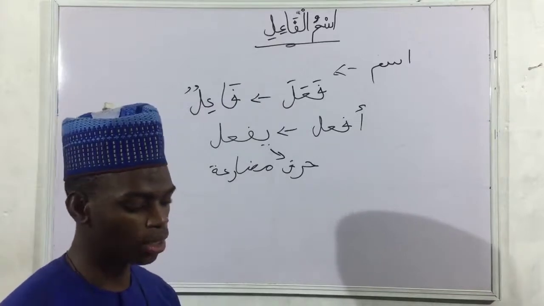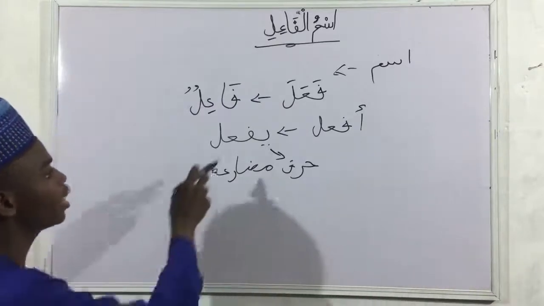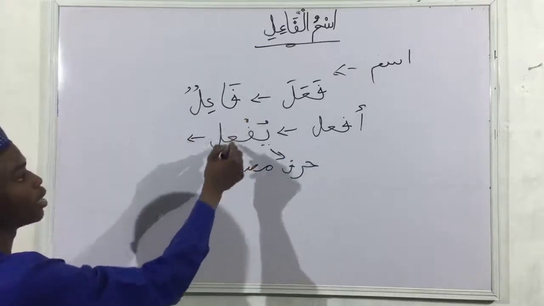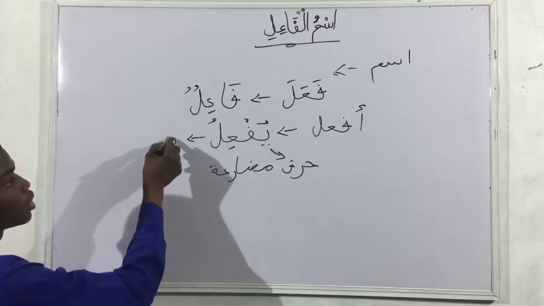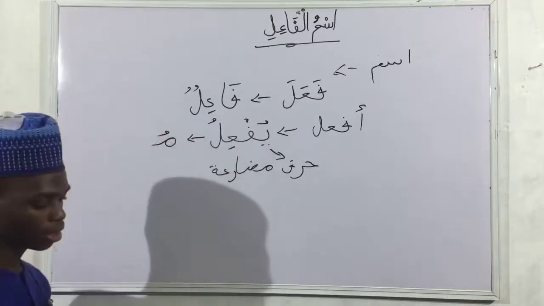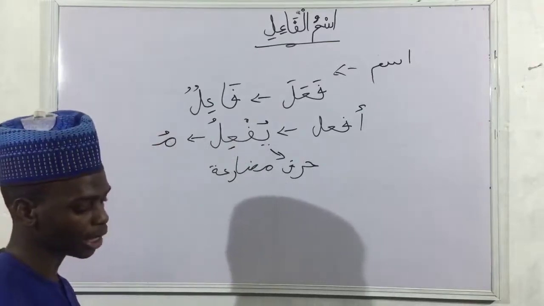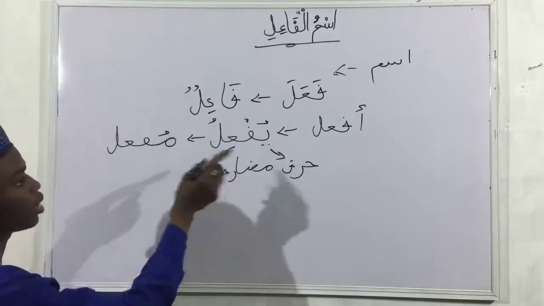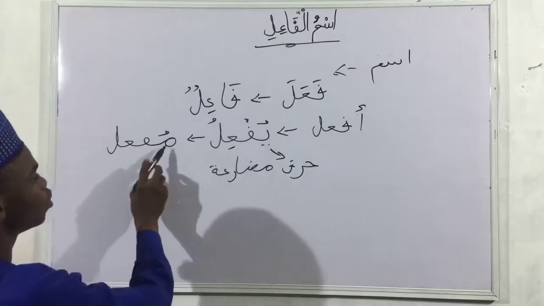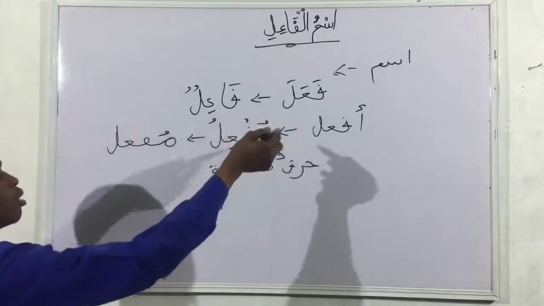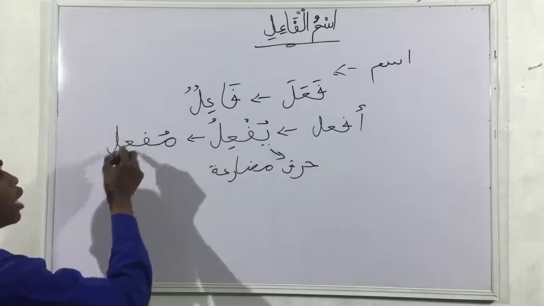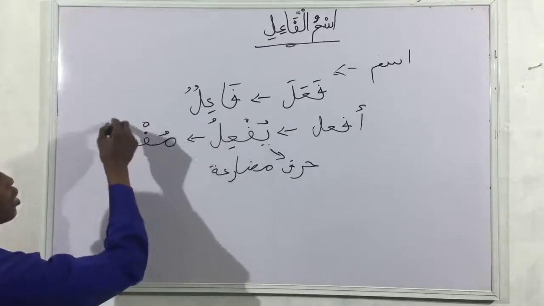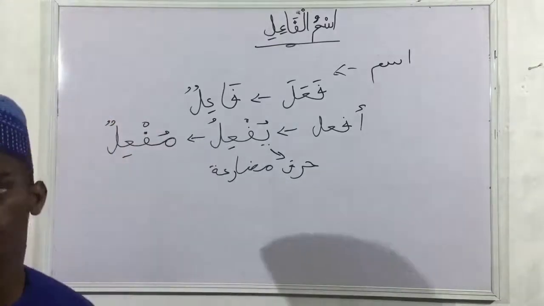ميمًا مضمومًا. So we change this حرف المضارع of يفعل, for example, and we take it out and put a mim that has dhamma. Mim madmumatan wa kasri ma qabla al akhir. So it will still be in the shape of the mudari', but we change the harf al-mudari' to a mim, and the second to the last letter we give a kasra. So yuf'ilu becomes what? Muf'ilu in ismul fa'il.